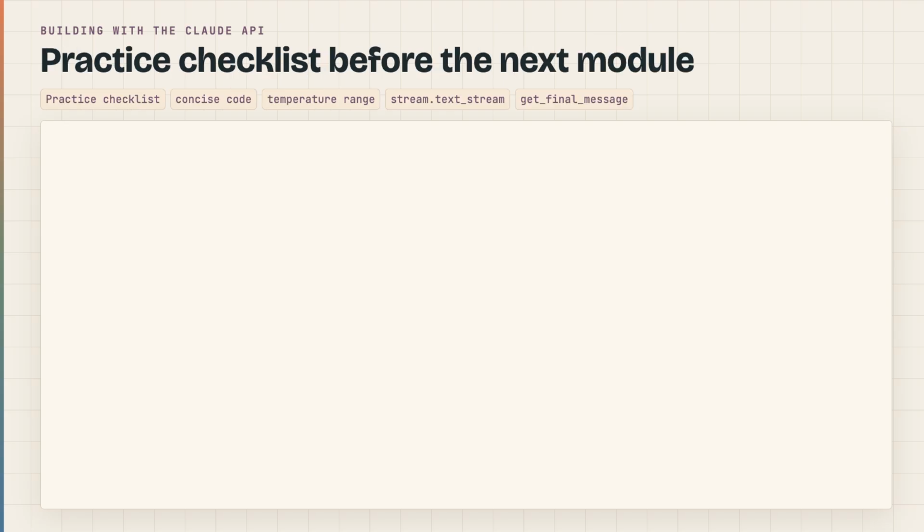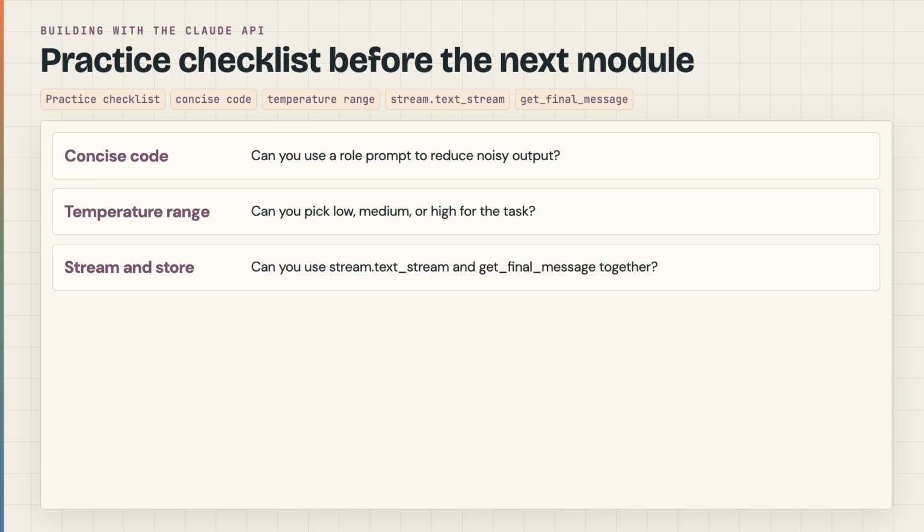Before the next module, check that you can do three things. First, reduce verbose code output with a system prompt. Second, choose a temperature range based on the task instead of guessing. Third, stream text chunks with stream.text_stream while still keeping the complete message with get_final_message.